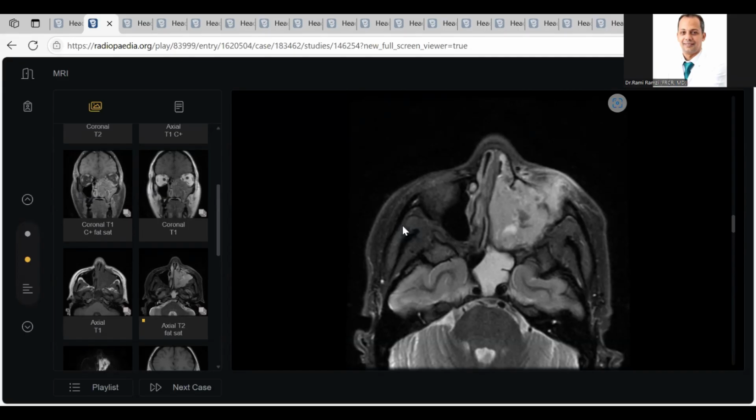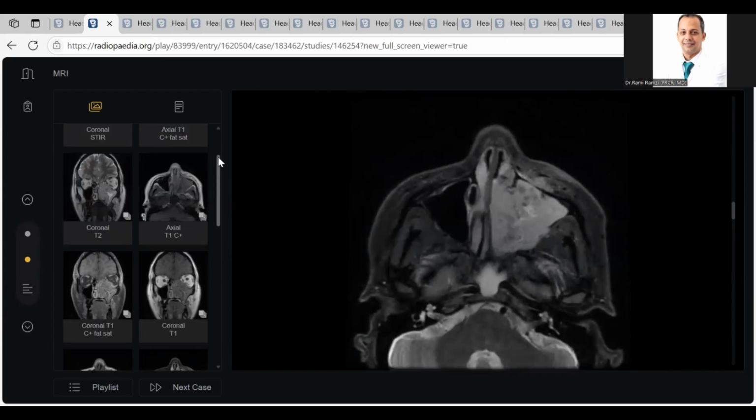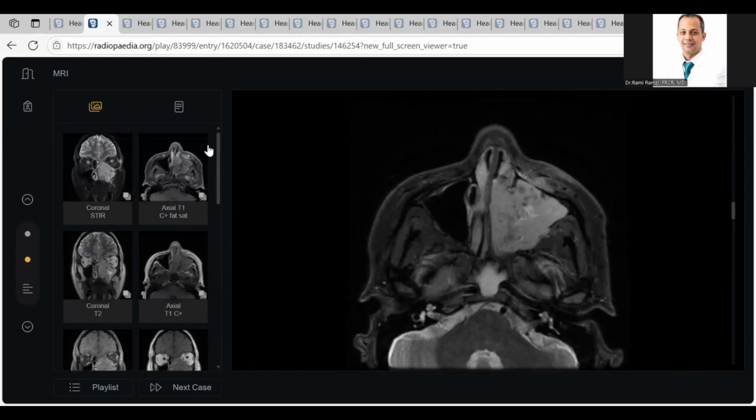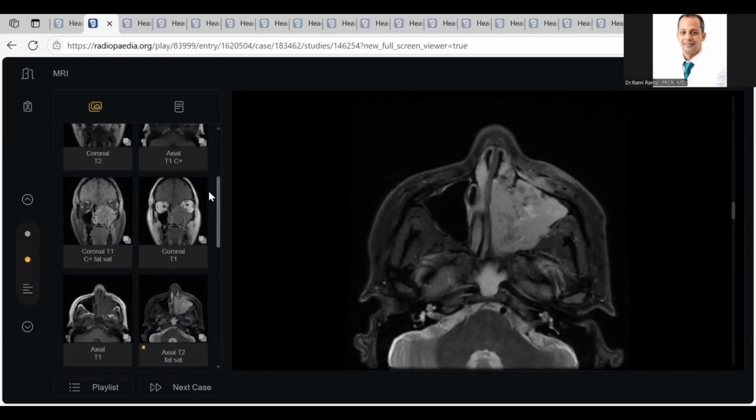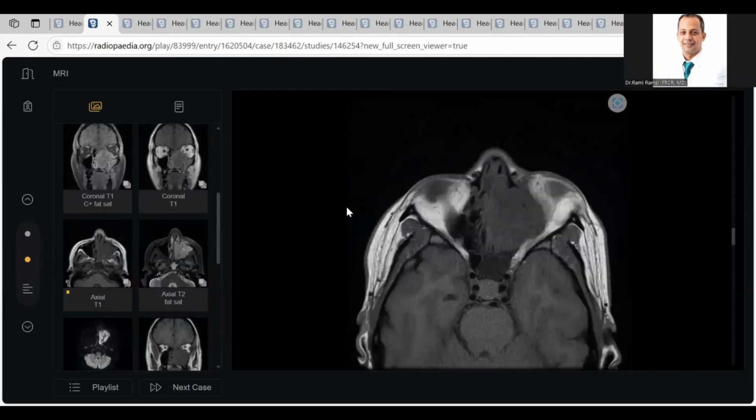Correct. T2, invasive T1, fungal... In T2 it should be low, due to the heavy metal. In T1 it should be high. In T1 here, this looks like soft tissue.